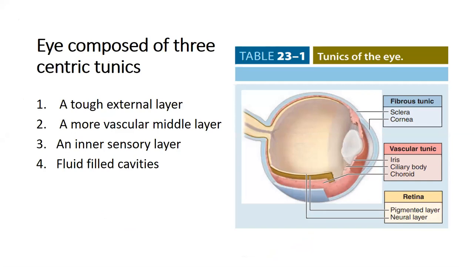The eye is composed of three concentric tunics or layers, as you can see here. A tough fibrous external layer, this one, the fibrous tunic made up of sclera posteriorly and cornea anteriorly. A more vascular middle layer, that is the vascular tunic: iris, ciliary body, and choroid. An inner sensory layer, this one, the retina, that is made up of neural cells and a pigmented layer.